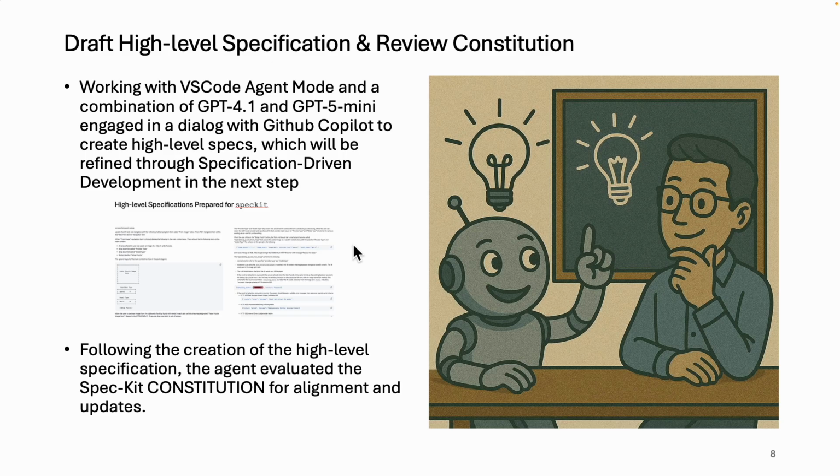Alright, now first we start off with drafting the high-level specifications. In this, I engaged with VSCode in agent mode, using a combination of GPT-4.1 and GPT-5 Mini, engaging in a dialogue with the agent to help create the high-level specifications. These specifications would then be used later on when I'm using Spec-Kit to derive detailed requirements.